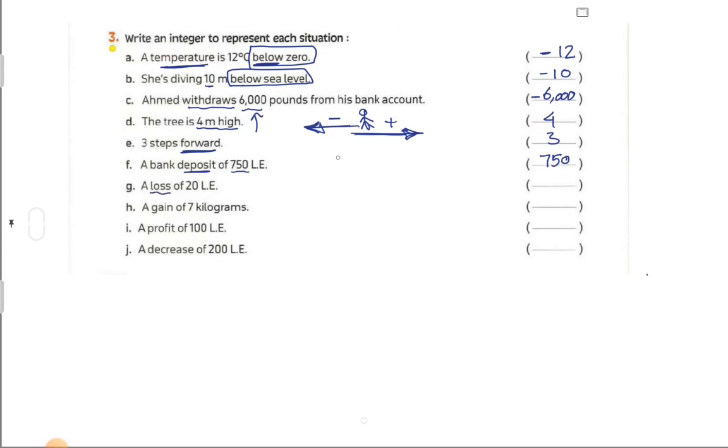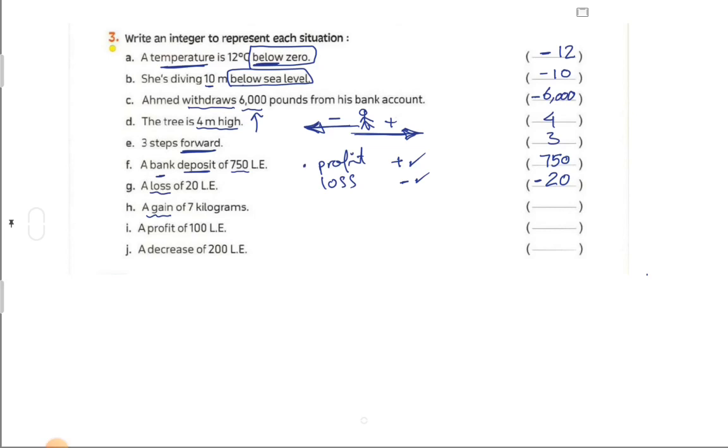Loss or profit. Profit is positive and loss is negative. Any project has a profit or a loss. Loss, you lose money. But profit, you earn money. You earn money, it's positive. You lose money, it's negative. Here we have a loss of 20, so 20 is negative. Negative 20.